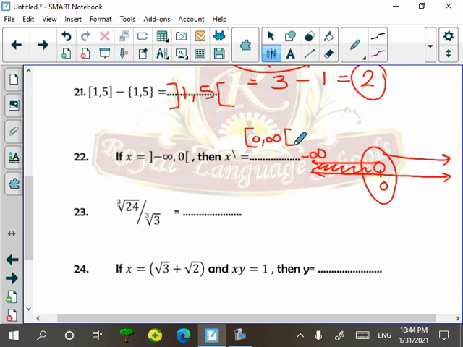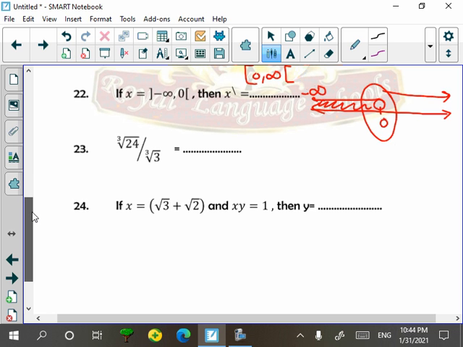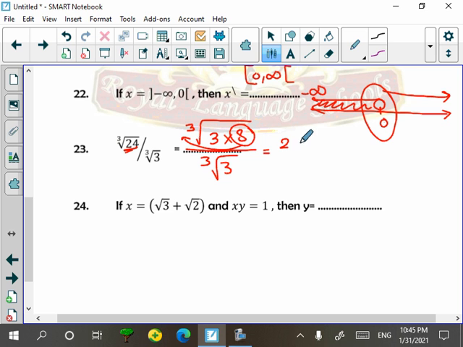Number 23: cubic root of 24 divided by cubic root of 3. 24 equals 3 times 8 under the cubic root, divided by cubic root of 3. 8 comes outside the cubic root as 2, so 2 cubic root of 3 divided by cubic root of 3. By cancelling the cubic root of 3 from numerator and denominator, the answer is 2.